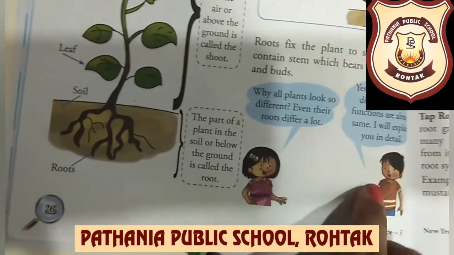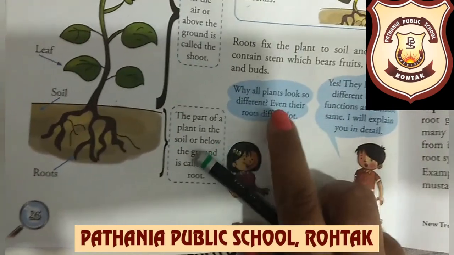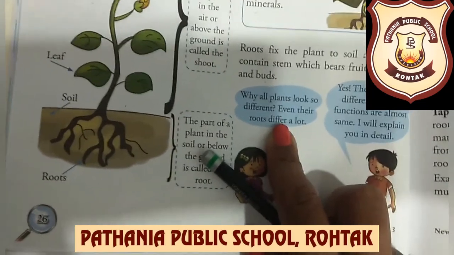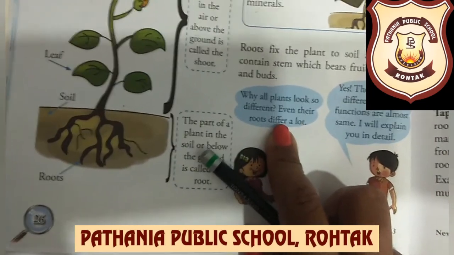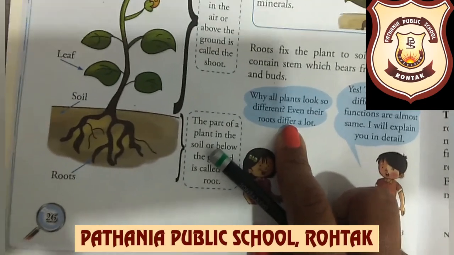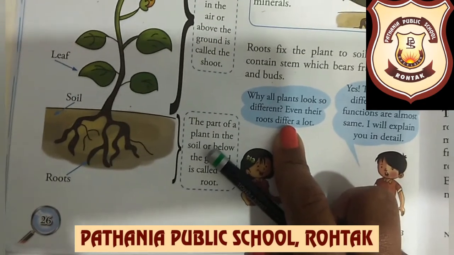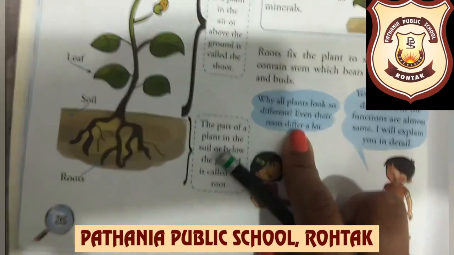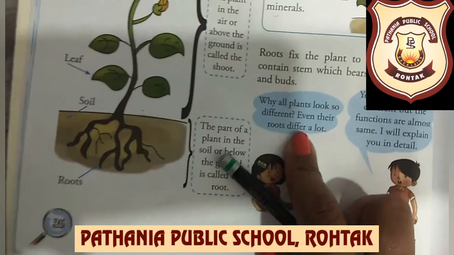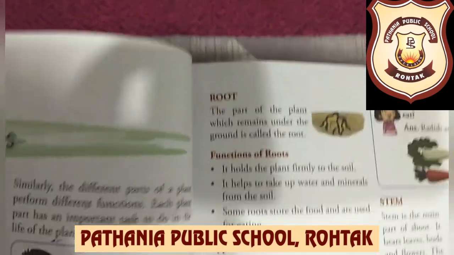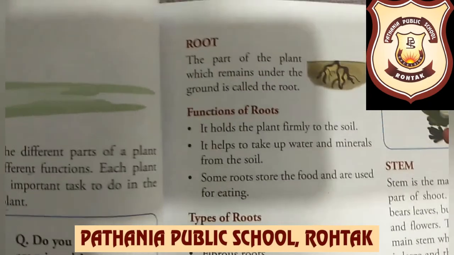So here the boy is giving the answer to the question of the girl. Yes, they look very different, as we human beings also look very different from each other, but we also do many things in the same manner, and each of our body parts works in the same manner. Now here we will study the parts of the plants and their functioning.